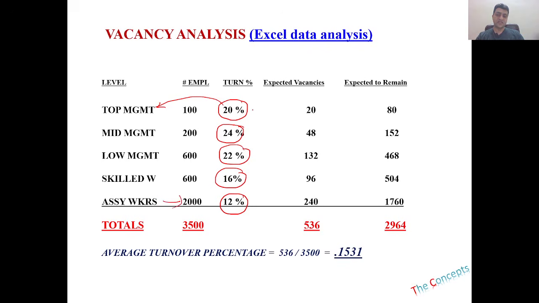Now, where do we get this data? This data is taken from the previous years. Looking at the trend of your turnover, you estimate your future turnover.